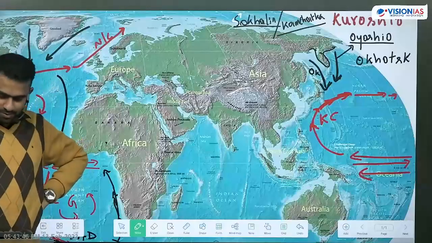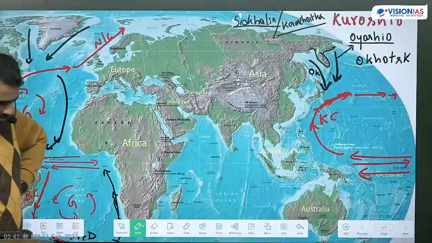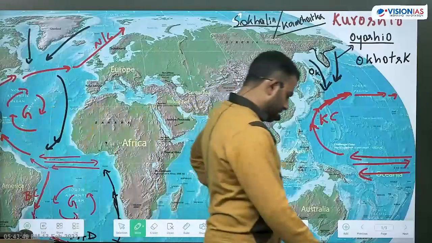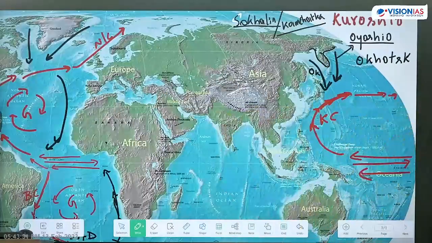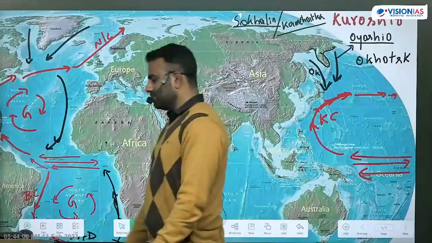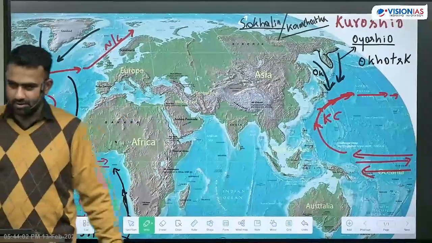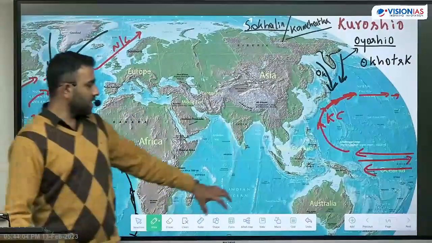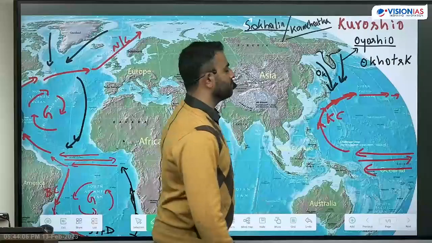So Oyashio comes from near the Kamchatka Peninsula. Okhotsk comes from Sakhalin Island. Both of them merge with the Kuroshio Current and North Pacific Drift near the coast of Japan. यहाँ पर आके merge होता है. ठीक है?